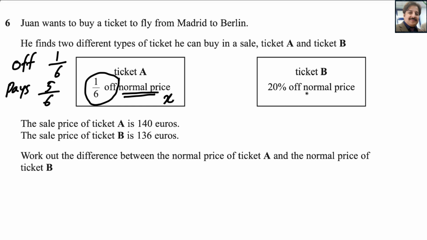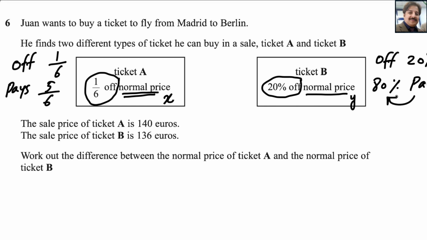And let's say this is 20% off. This is the normal price, let's say it is Y. The discount is 20%. It means he pays 80%. I hope you understand this step also. The sale price for A is 140. This is the sale price, not the normal price. And this is also the sale price after discount, 136 for B. Work out the difference between the normal price for A and the normal price of B. So you need to find the values of X and Y. Then you take the difference.